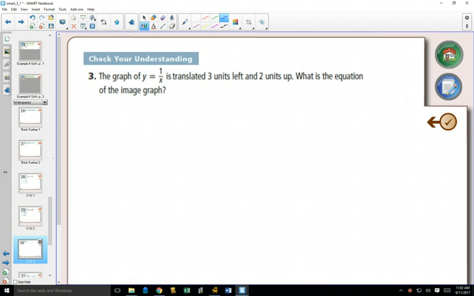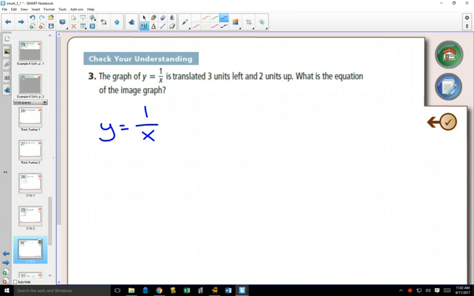So our original graph, our parent graph, is y equals 1 over x. And I'm going to just show you how you would do this directly. I'm also going to show you how you could use your function notation to solve this question. So first of all, everything left and right, that happens inside of the function. And everything up and down, that happens outside of the function.